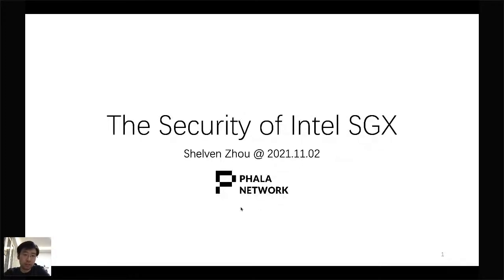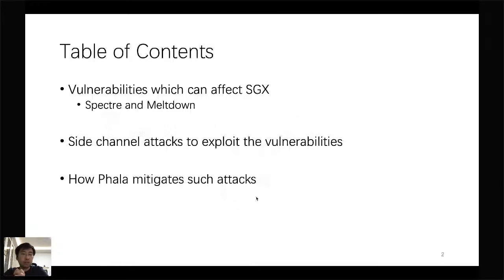Today there are about three topics. First, I will introduce some vulnerabilities which can affect SGX. Especially, I will talk about Spectre and Meltdown because last time someone asked about it. And then I will introduce the side channel attack, which can exploit such vulnerabilities. And at last, I will introduce how Phala designs its mechanisms to mitigate such attacks.